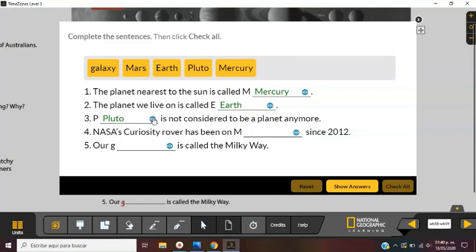NASA's Curiosity rover has been on since 2012. Mars, yes. I don't know why Mars is so important for us, but you have to check on Netflix a documentary about it. That's really interesting. Our galaxy is called the Milky Way. Yes, that's the answer. Questions, okay, guys? No? So we have Mercury, Earth, Pluto, Mars, and galaxy.